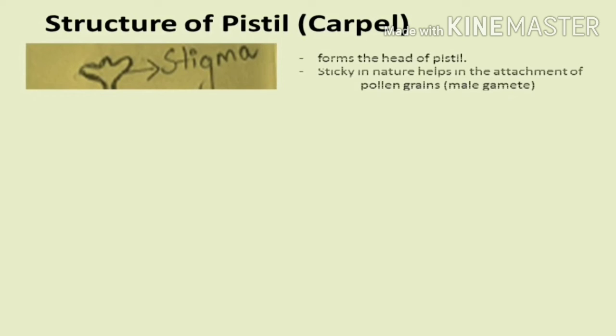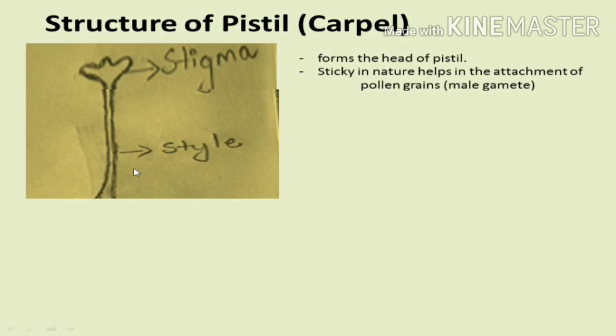Stigma. Stigma forms the head region of the pistil. They are sticky in nature, which helps in the attachment of pollen grain, which is a male gamete. The pollen grains come and stick to the stigma.